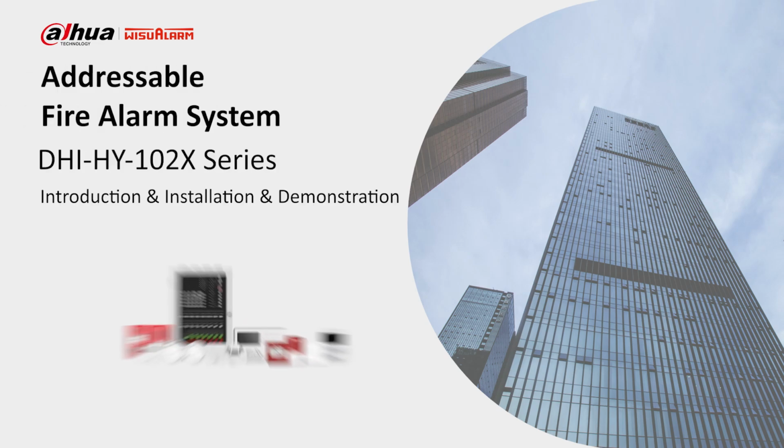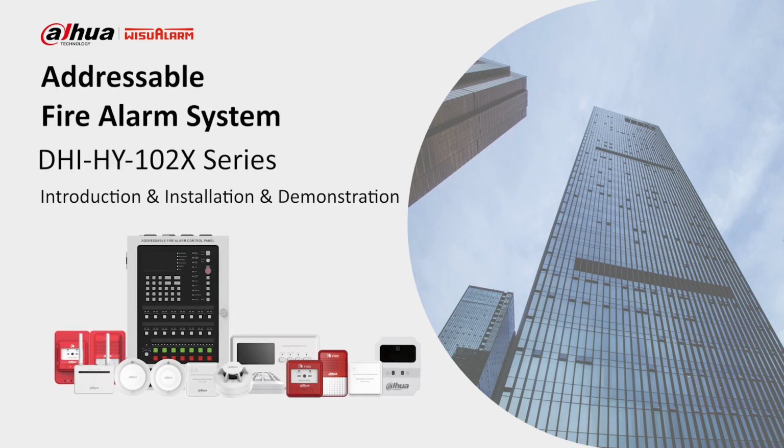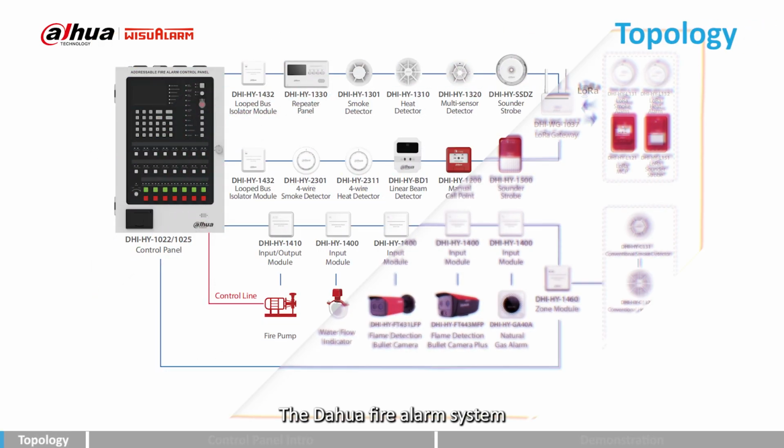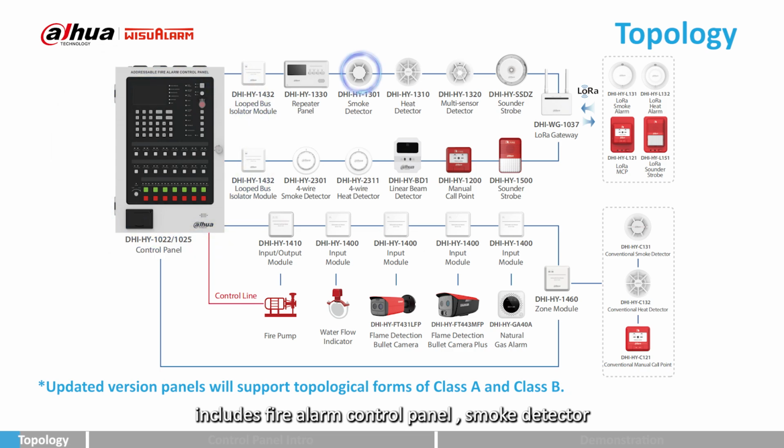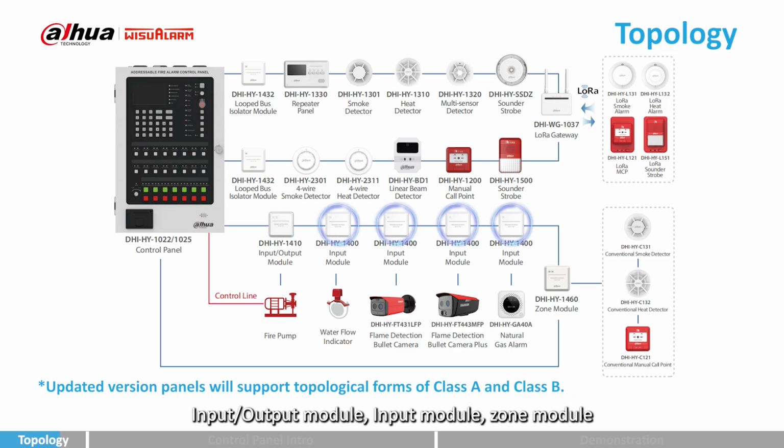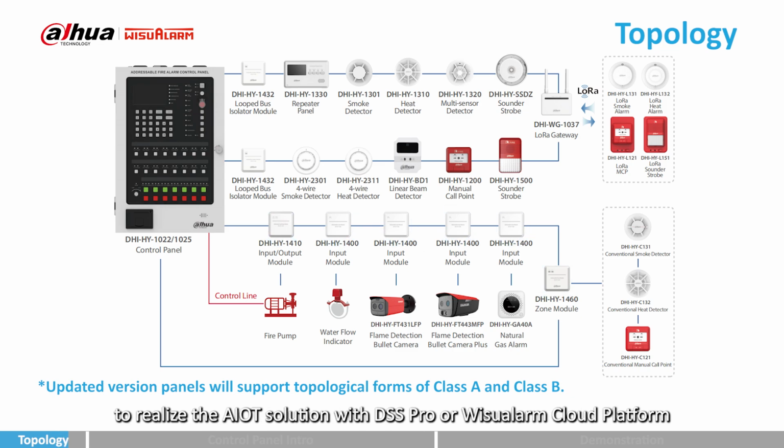Hello everyone, in this video, we will explore the Dahua Addressable Fire Alarm Control Panel with one loop. The Dahua Fire Alarm System includes Fire Alarm Control Panel, Smoke Detector, Heat Detector, Multi-Sensor Detector, Sounder Strobe Base, LoRa Series, Sounder Strobe, Manual Call Point, Linear Beam Detector, Input-Output Module, Zone Module, to realize the AIoT solution with DSS Pro or VisualAlarm Cloud Platform.